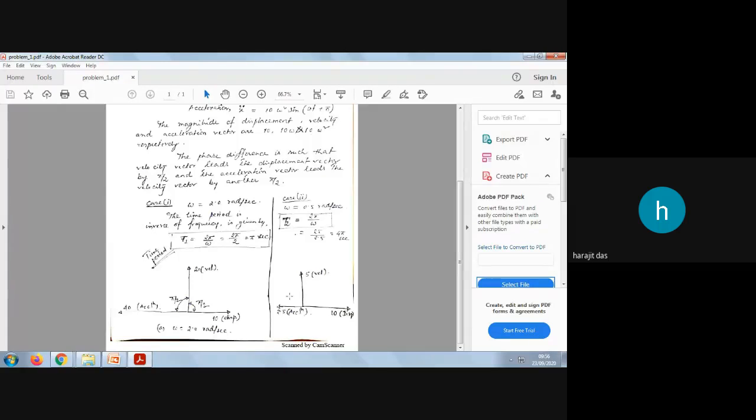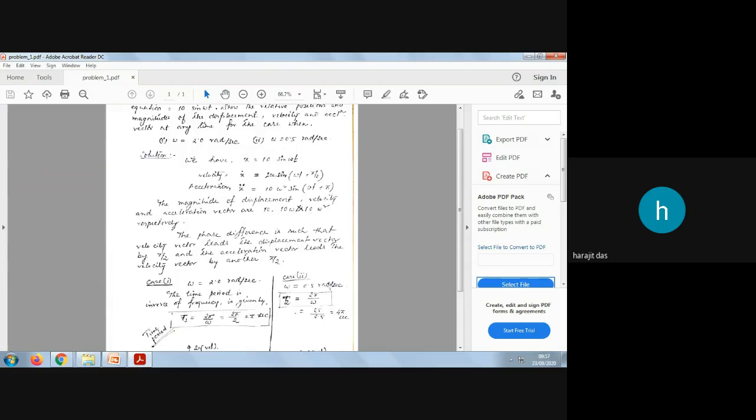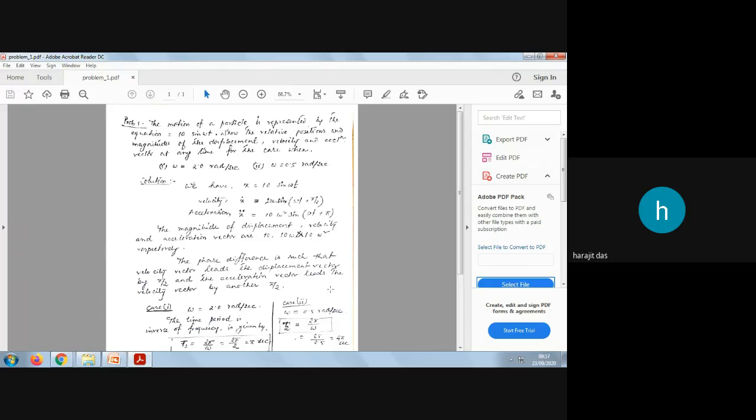I think by this problem you will be able to understand the concept of this equation, the basic equation of vibratory motion or simple harmonic motion. I will be sharing this along with your slides about this vibration.